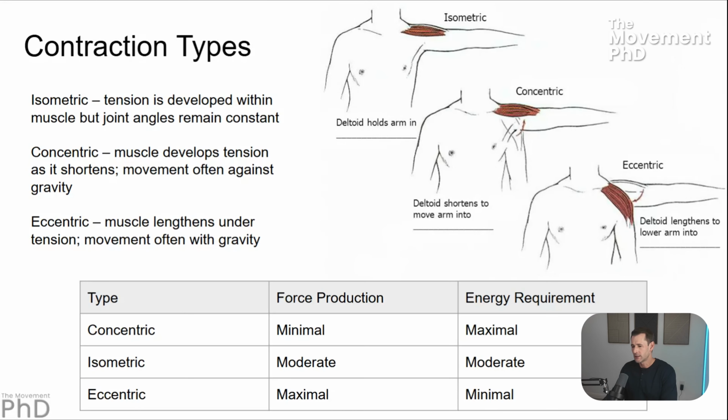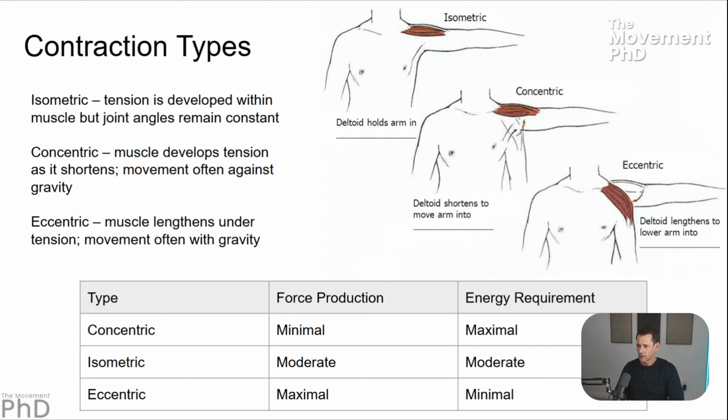An isometric contraction is tension that is developed within the muscle, but the joint angle itself remains constant. So what does that mean? It just means that you're going to hold against gravity without moving. An isometric exercise would be holding your arm out to your side in abduction without moving. My deltoid is contracting, so it's generating tension, but the angle of the joint itself is not moving.